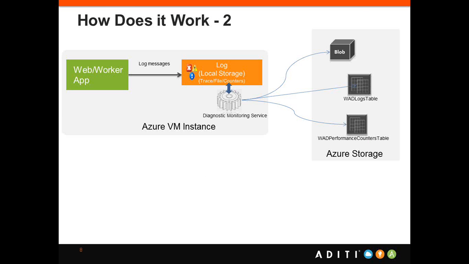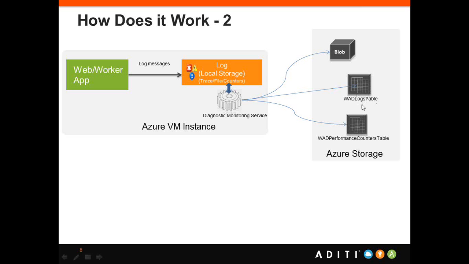How does it work? Again, we're just seeing it in a little more detail. So here you have the Azure VM instance, then you have a web or worker application which is logging to your local storage, that is trace, file and counters, and this diagnostic monitoring service is always running, and it is getting this information and transferring that information to Azure storage. And depending on the type of log which has been captured, it will either transfer to the blob or respective tables. So there are multiple tables which it uses for logging the information.